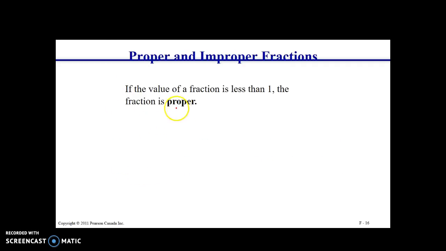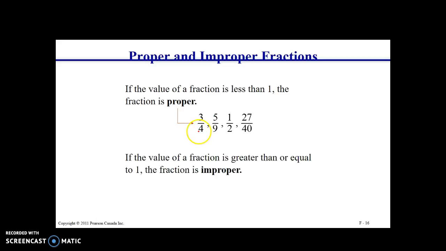Now, a proper fraction is where the numerator is less than the denominator. So proper fractions are things like 3 over 4, 5 over 9, 1 over 2, etc., because the numerator, or the top number, is less than the bottom number. Sometimes we have what are called improper fractions, which are the opposite. The numerator is greater than the denominator. And what this means is that we actually have more than one whole thing.